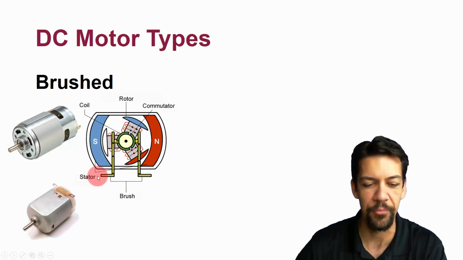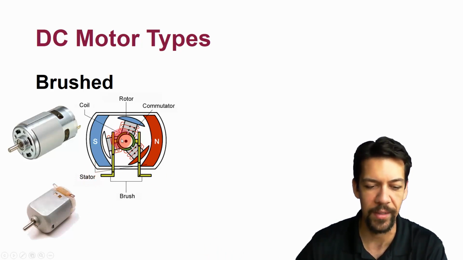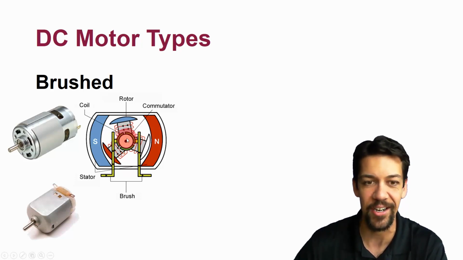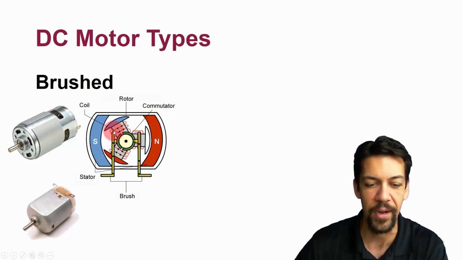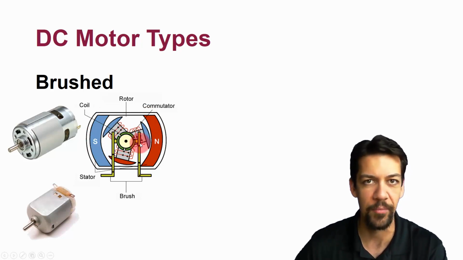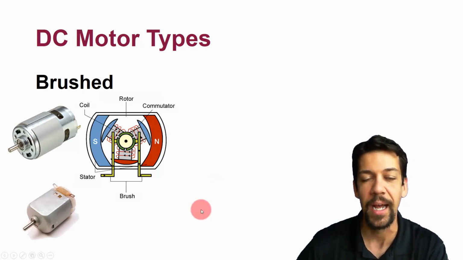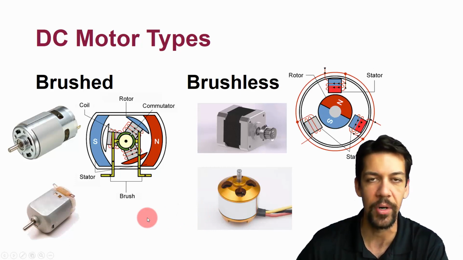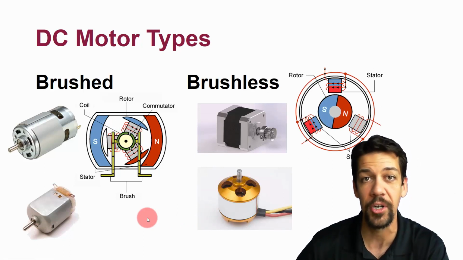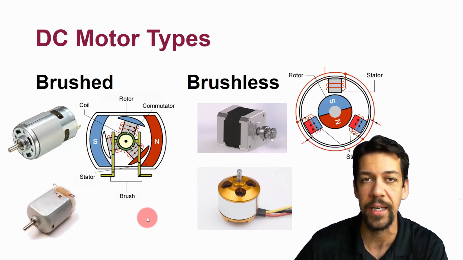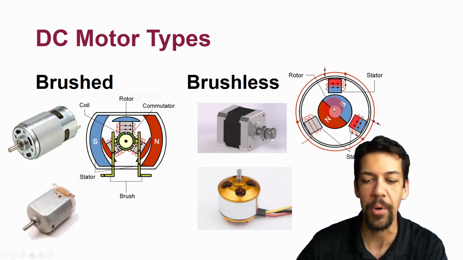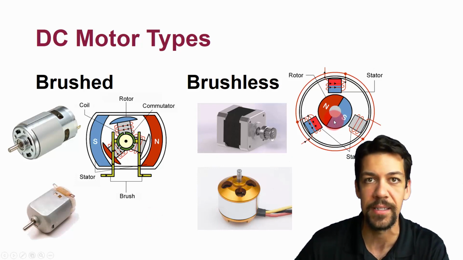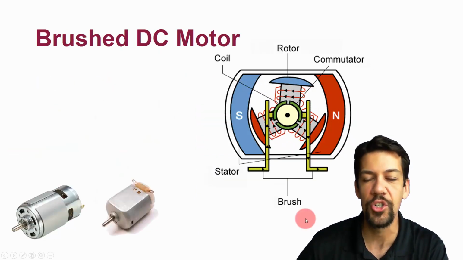It uses a set of brushes that make contact with a commutator that energizes a couple of coils inside of the spinning rotor, and that causes a force to be exerted around these permanent magnets, and the motor rotates. The other kind of DC motor that we'll be looking at is called a brushless DC motor, and this is basically the same type of motor turned inside out. Instead of the coils on the inside, the coils are on the outside, and the permanent magnet is the rotor rather than the stator.